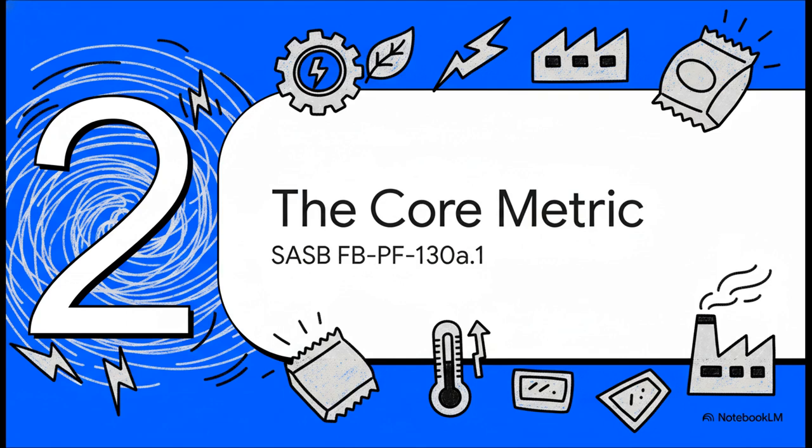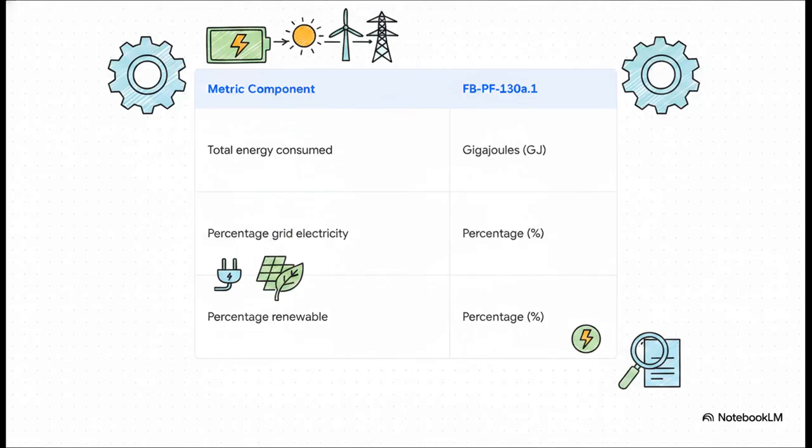Moving on to Section 2, the core energy metric, SASB FB-PF-130A.1. So, this overarching metric requires you to report your energy management performance in three very distinct components. It's basically a three-part harmony. First, you need the absolute total of energy consumed, and this must be reported in gigajoules. Second, you have to report what percentage of that total came from standard grid electricity, and third, what percentage came from renewable energy. By the end of this explainer, you are going to know exactly how to calculate all three.